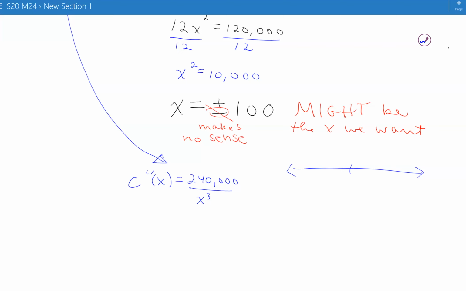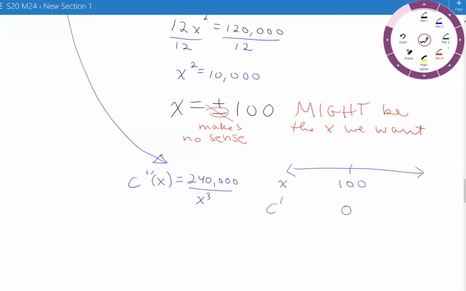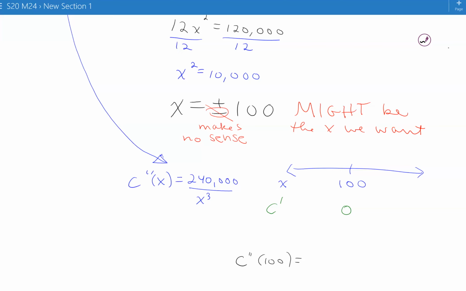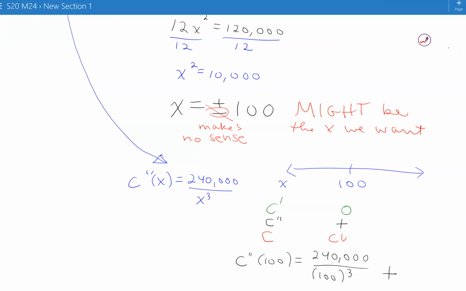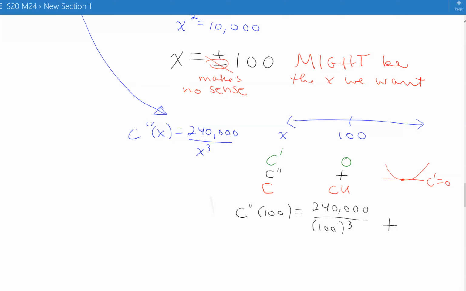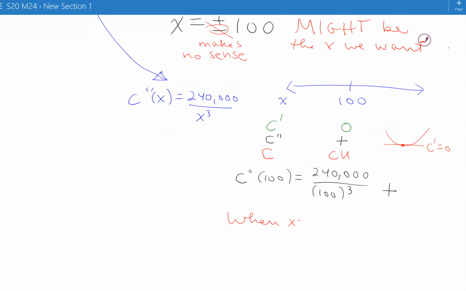Okay, so let's see what we know so far. When x is 100, we know c prime is 0 there. And then we want to know what c double prime of 100 is. Well, it's 240,000 over 100 cubed. And I don't care what the number is. All I care is, is it positive or negative? And it's clearly positive. So the second derivative is positive here. So that means the function is concave up. And if I'm concave up and the derivative is 0, now I can say when x equals 100, C has a local min.